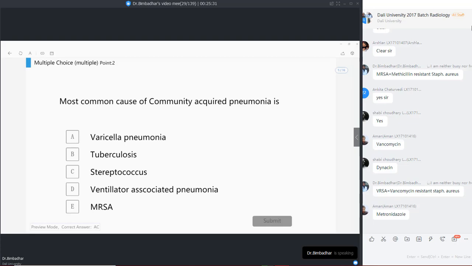Okay, yes, so I think ventilator-assisted pneumonia and MRSA are the causes of nosocomial infection. So what is the most common condition for community-acquired pneumonia? Is it varicella pneumonia or streptococcus pneumonia? Okay, varicella pneumonia is more common in children. Streptococcus pneumonia is more common in adults. Okay, you just have to learn it by heart. There is no other way. You have to remember these names.